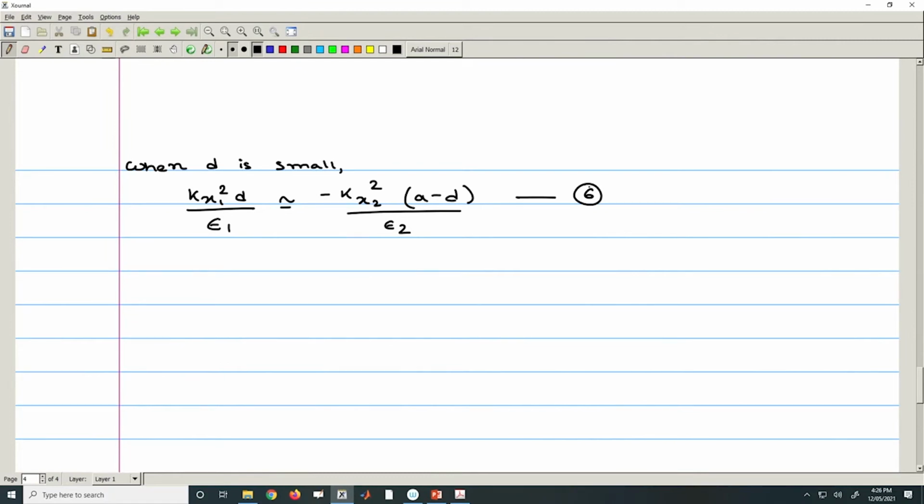Now, what we will do, we will write this equation by denoting it as a function of kz and d. So, we can say f of kz comma d is equal to kx1 square d upon epsilon 1 plus kx2 square (a minus d) upon epsilon 2 is equal to 0.